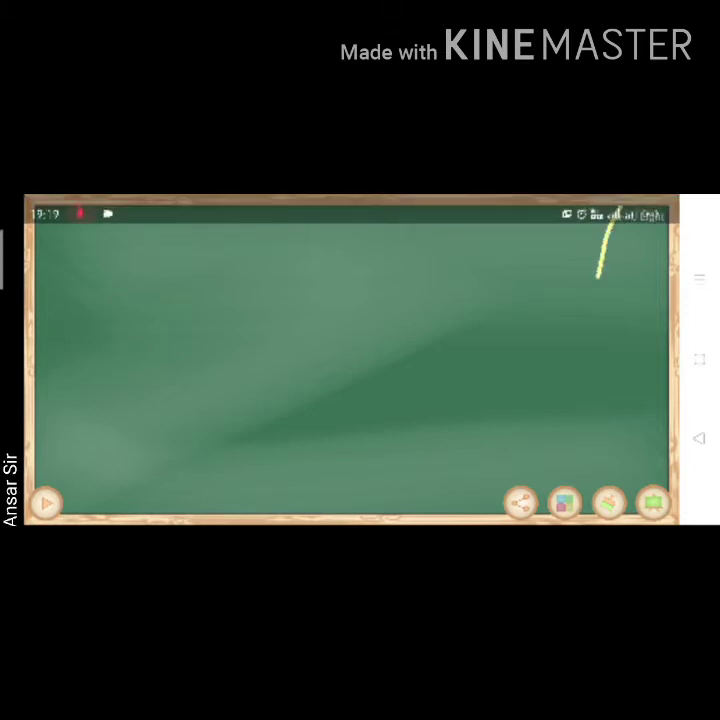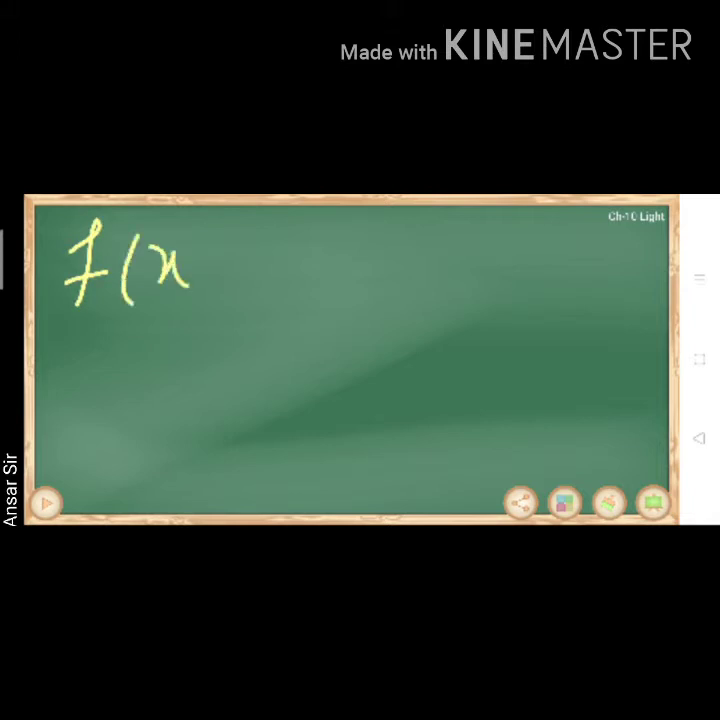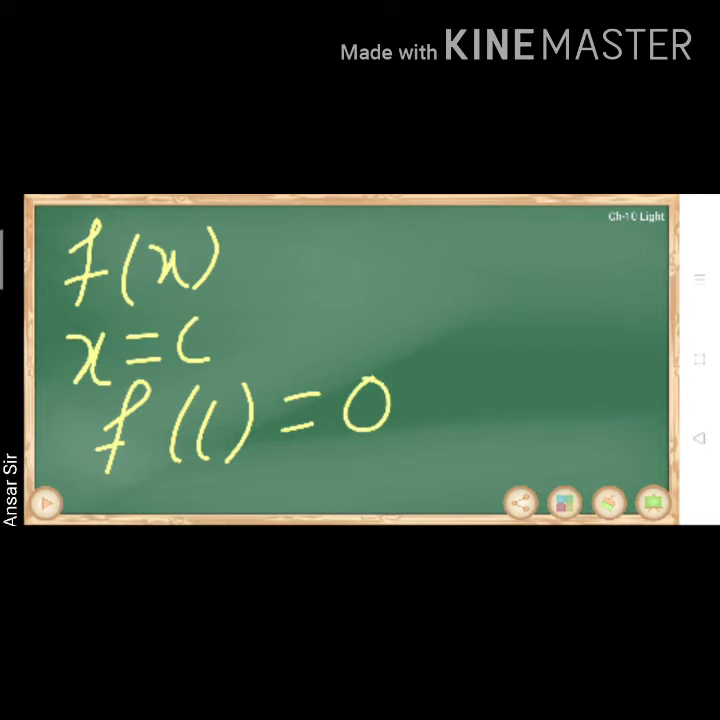So let us start. The zero of a polynomial is that value of the variable at which the value of the polynomial becomes 0. Let f of x be the given polynomial, and at x equals c, if f of c is equal to 0, then this x equals c is the zero of the given polynomial. The zero of a polynomial is also called the root of the polynomial equation.